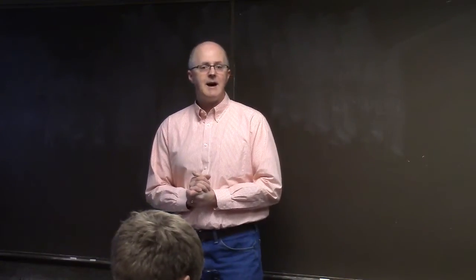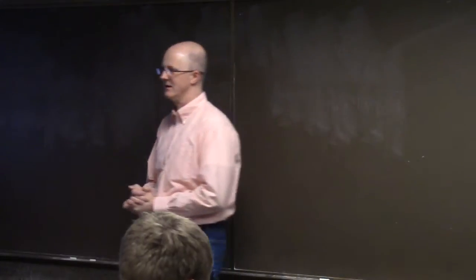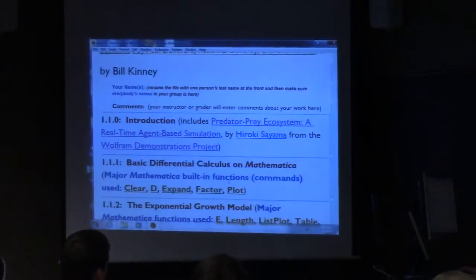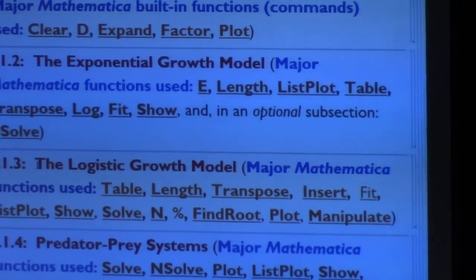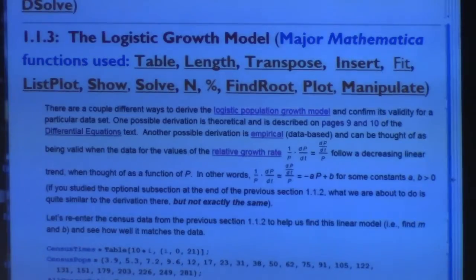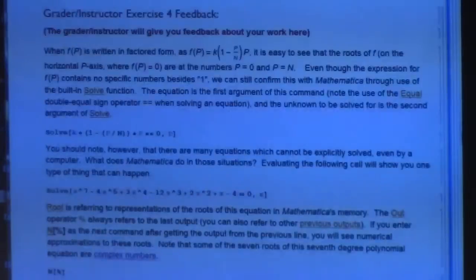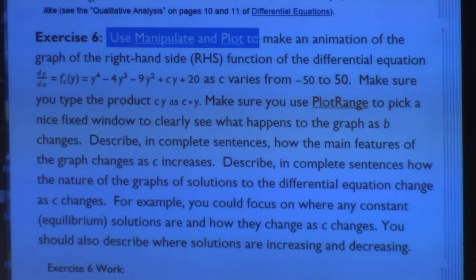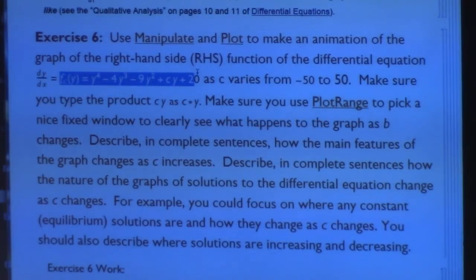All right, let's start by looking once more at the Mathematica homework number 1 for tomorrow. I'm going to give you some guidance about one of the problems. In the section labeled Logistic Growth Model, there's a few different problems, and if you look down at exercise number 6, it's perhaps one of the harder problems, or confusing. What's the goal here? Your goal is to use Manipulate and Plot to make an animation of the right-hand side function, this thing, for this differential equation as c varies from -50 to 50.